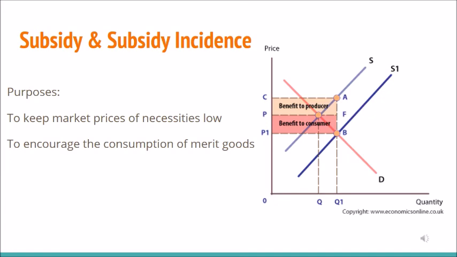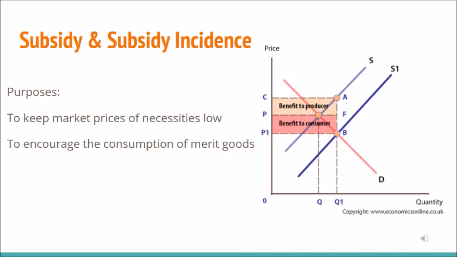This is because when price falls, it means the price of goods is cheaper and the cost of production is cheaper for the producer. This causes the quantity to increase from Q to Q1. Rectangle CAFP is the amount of subsidy enjoyed by the producer, and rectangle PFBP1 is the amount of subsidy enjoyed by the consumer. C is the price without subsidy.